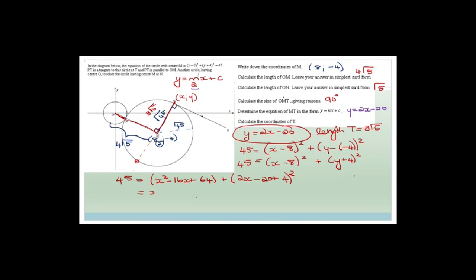Okay, so that becomes x squared minus 16x plus 64. Plus, do you agree that that's the same as saying minus 16? So this becomes 4x squared. 2 times 16 is 32, and we double it to 64. So it becomes minus 64x. And then 16 times 16, let me just check that I'm right about this. 16 times 16. There we go, 256. Okay, wait.